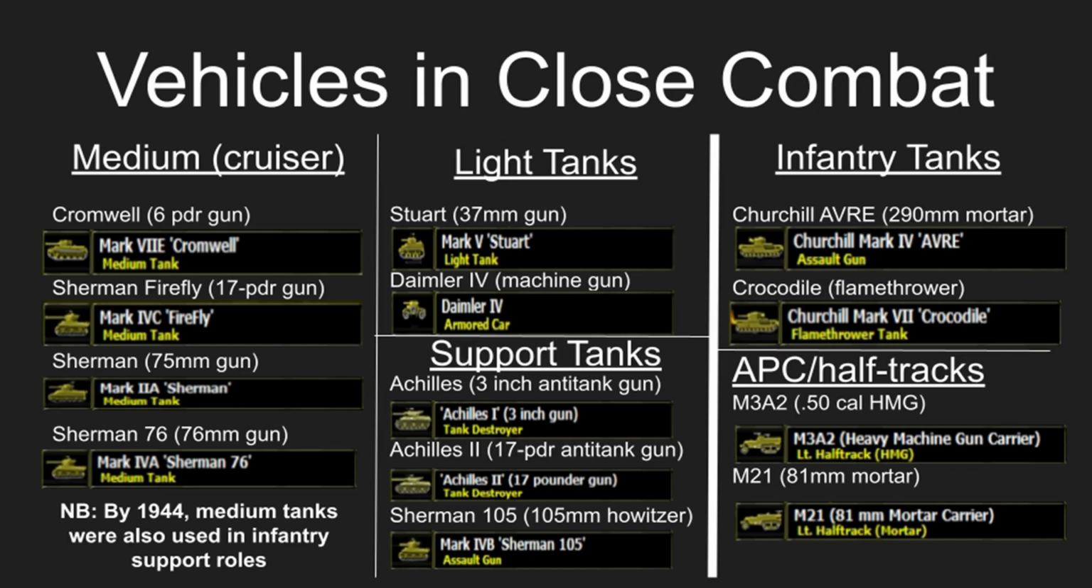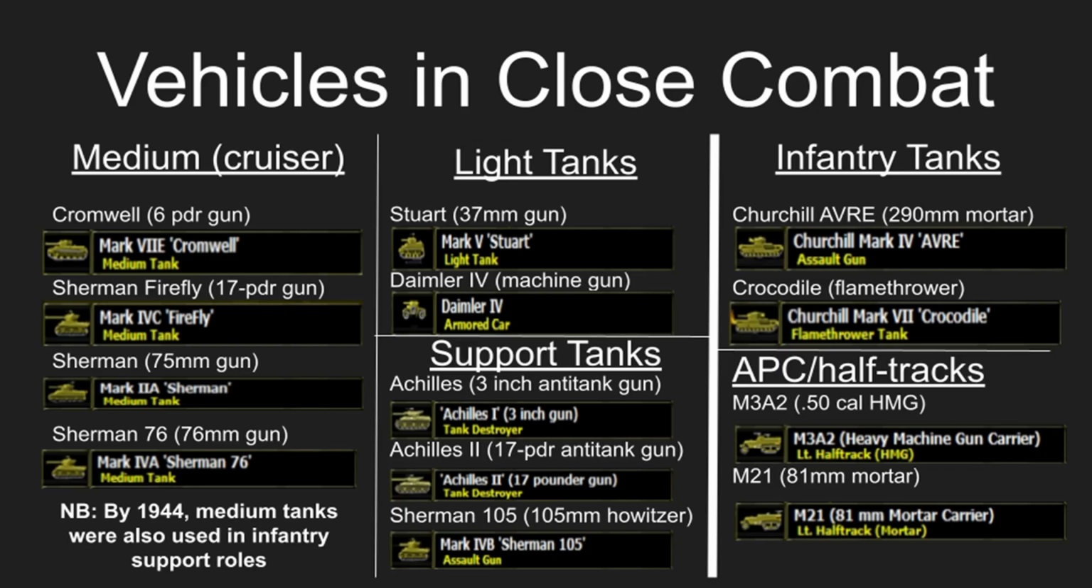As I mentioned, there were occasions during Market Garden when Cromwells and Shermans from divisional troops directly supported infantry. For mobile operations, we have medium cruiser tanks. Into this category go the Mark 7E Cromwell, the Mark 4C Sherman Firefly, the Mark II Sherman with a 75mm gun, and the Mark 4A Sherman 76 with a 76mm gun.